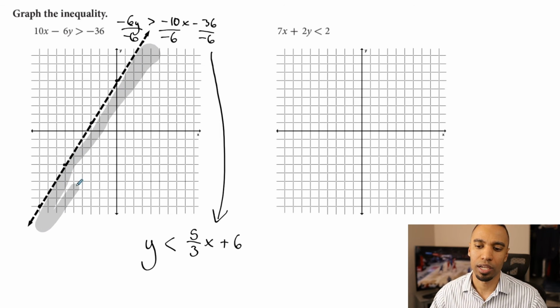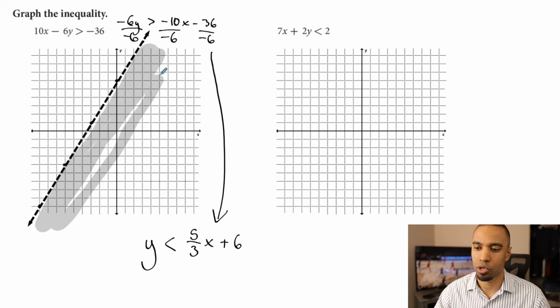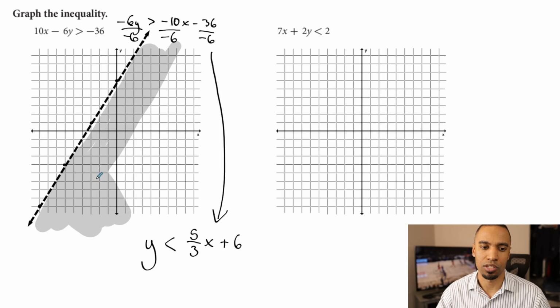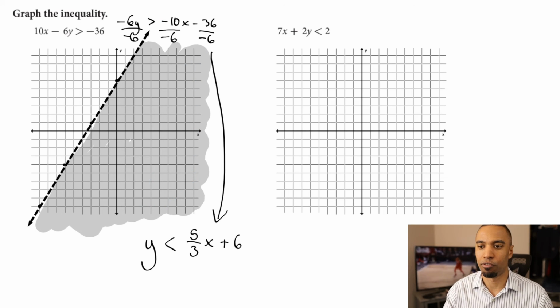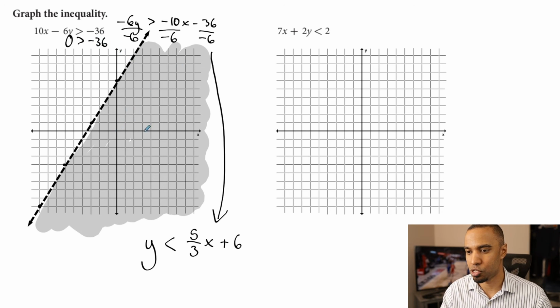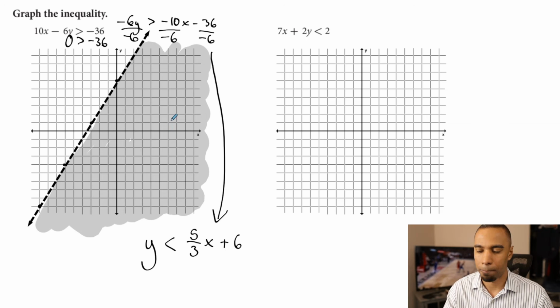0, 0 should work. By the way, always test the original inequality when you do something like this. But 0, 0 should make a true statement in the original inequality. That's what standard form is good for again. Is 0 greater than negative 36? Yep. Therefore, this is a solution. Therefore, these are all solutions.